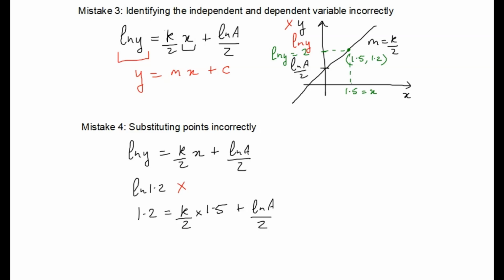If they give you a graph with a point marked on it, check what's on the y-axis and what's on the x-axis and substitute it correctly. Check if it's a log y. If it's a log y, substitute that coordinate for the entire log y. If it's just y, substitute that coordinate for just y.